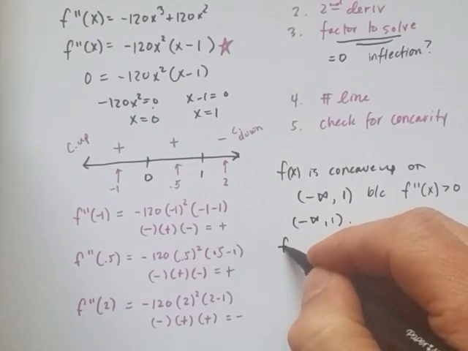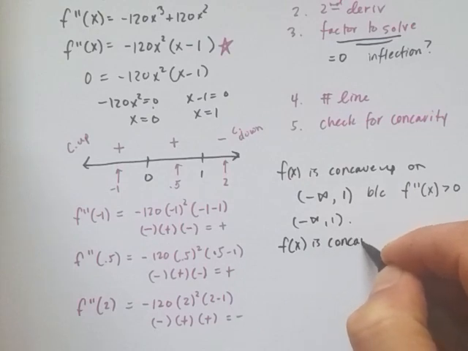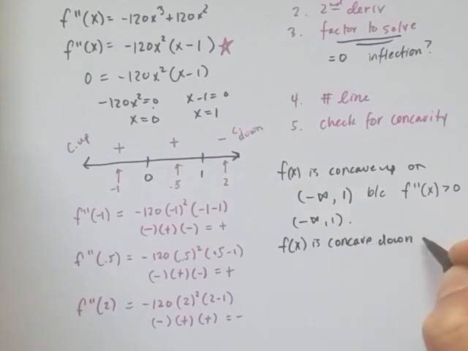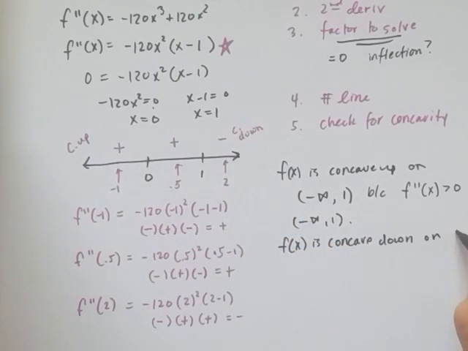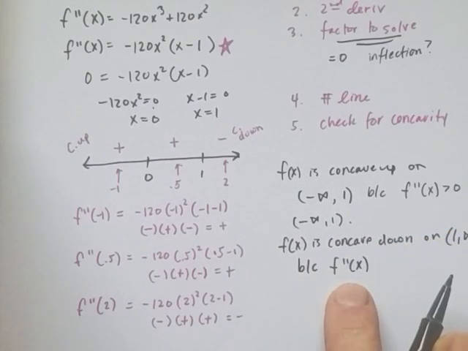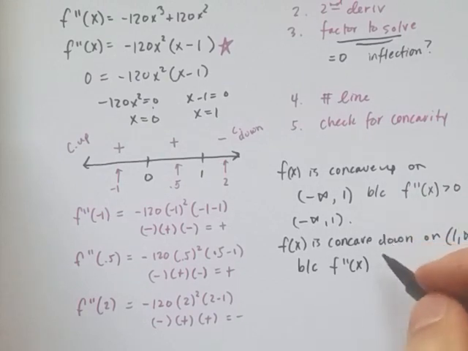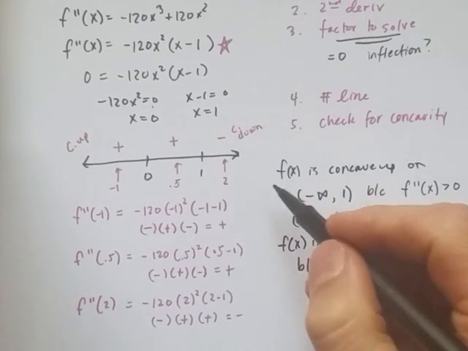And then I could say f of x is concave down for where f double prime is negative, so that's going to be from 1 to infinity, because f double prime of x, and notice how I'm using f double prime of x, is negative, or I can say is less than 0 on that same interval. Okay, so that answers part A, where it says to define the intervals of concave up and concave down.